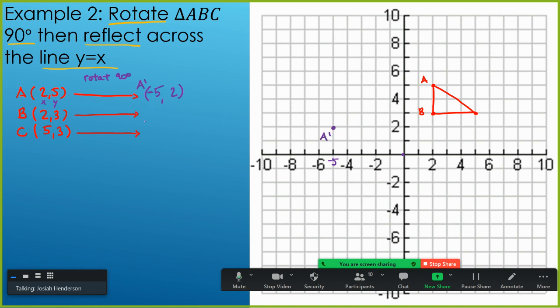Now we need to do the same thing for B and C. So let's look at point B. It's the same rule that's applying to all three of these. We flip them and the first spot gets negated. So 2, 3 for B should turn into 3, 2. But we need to also negate the first space, the x space, the old y. So we have negative 3, up 2.